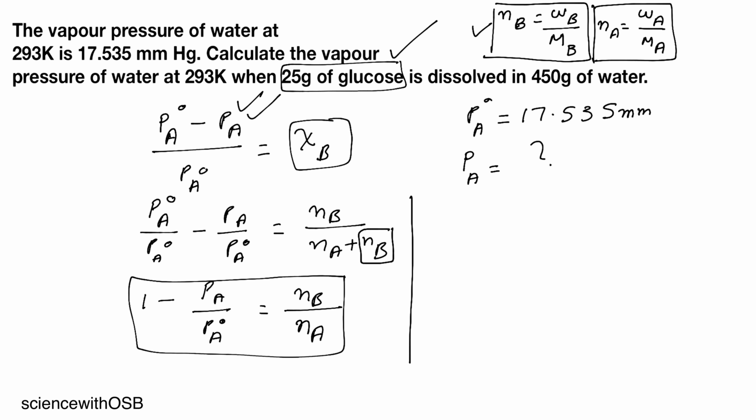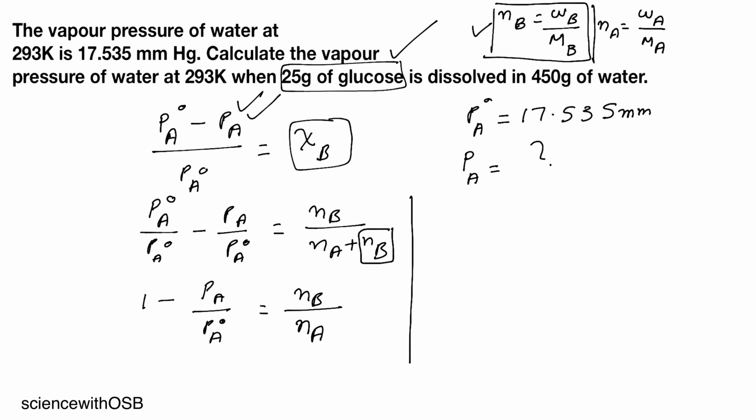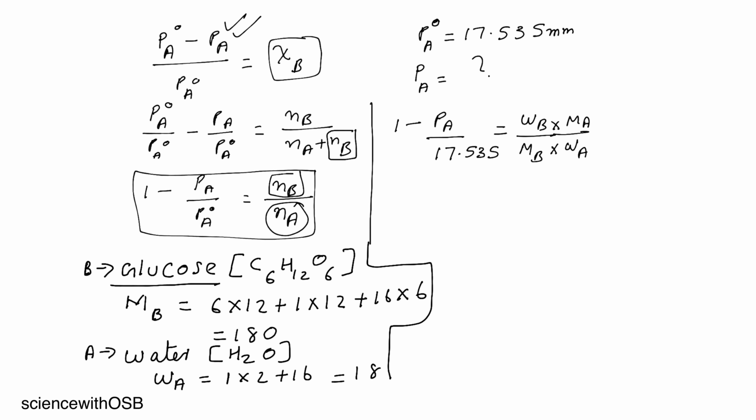Now substitute the values. Okay, 1 minus PA we have to find. What is PA standard? PA standard is 17.535. That is equal to NB. What is NB? NB is equal to WB by MB. Now by NA, right? So what is NA? NA is WA by MA. Okay. Regarding RHS, we know all the values.